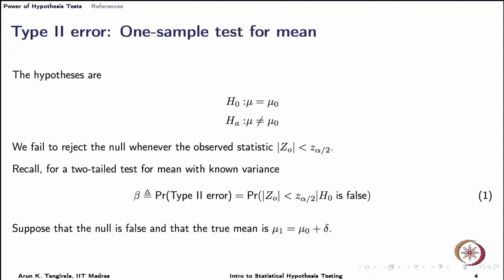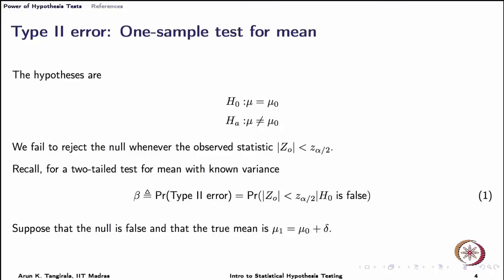So, suppose I am looking at a two-tail test for mean, where mu naught is the postulated value, then we fail to reject the null hypothesis whenever the magnitude of the observed statistic Z0 is less than Z alpha by 2, where alpha is the significance level, because Z alpha by 2 is the critical value, and Z is our usual standard random variable that follows a standard Gaussian distribution.